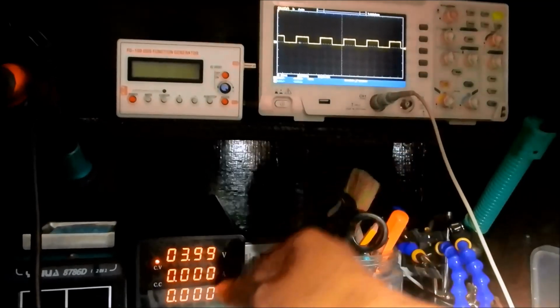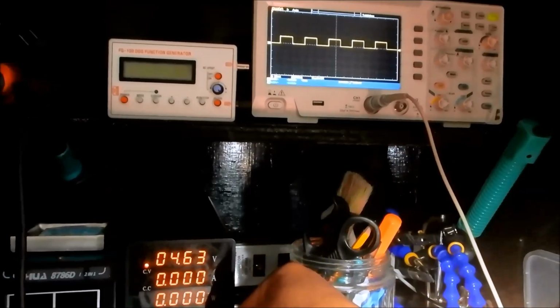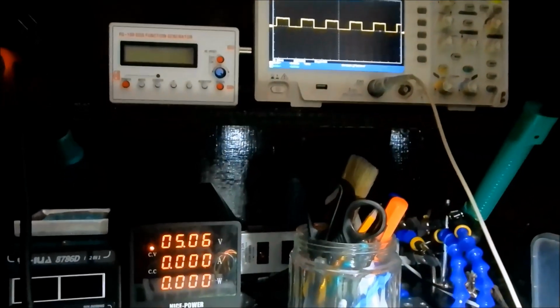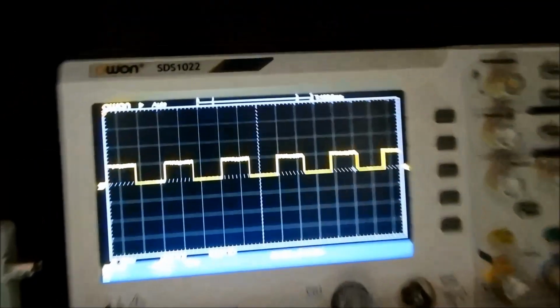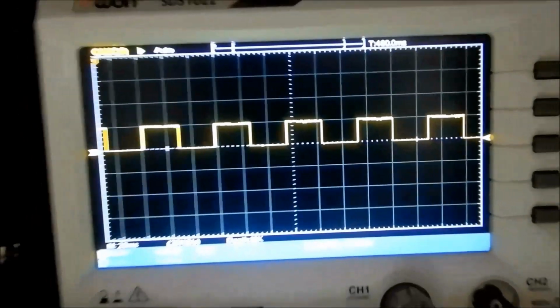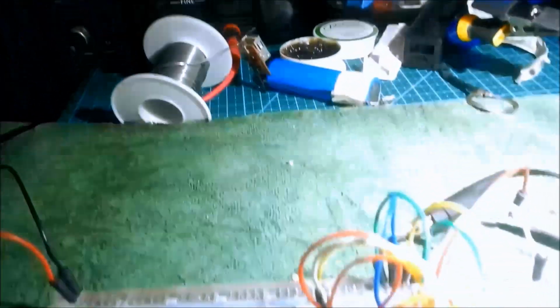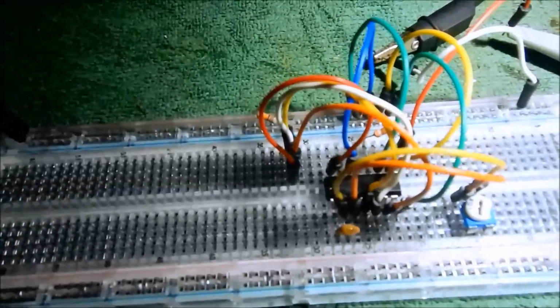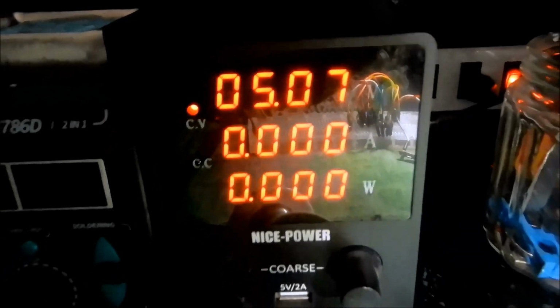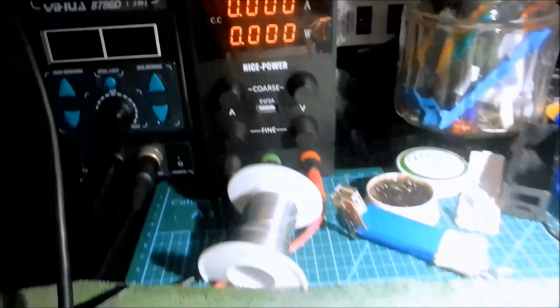You can see the waveform. With a supply of 5 volts, we have this waveform. This is a square wave generated by the circuit, the 4047 IC, which is a multi-vibrator IC, with a 5 volt supply from the adjustable power supply.